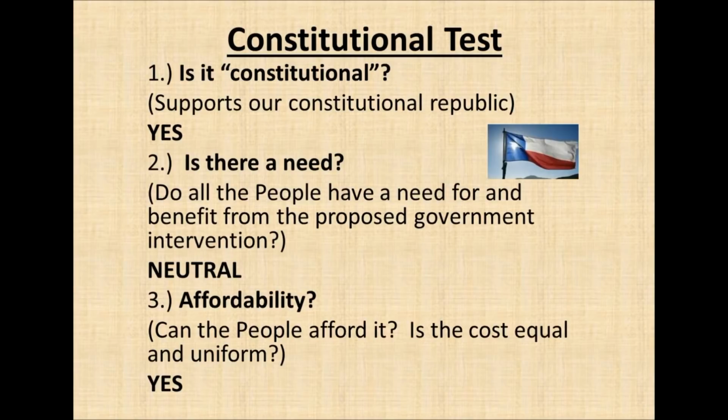Proposition 3 passed unanimously in the Senate, but in the House it was passed by 142 yeas and 4 nays. The nay votes were from Republicans, that being Craddock, Isaac, Murr, and Rainey.